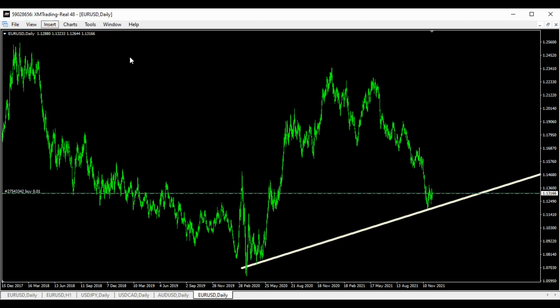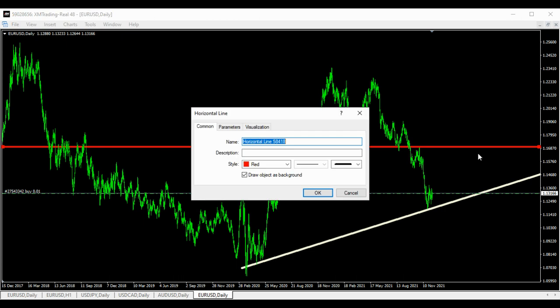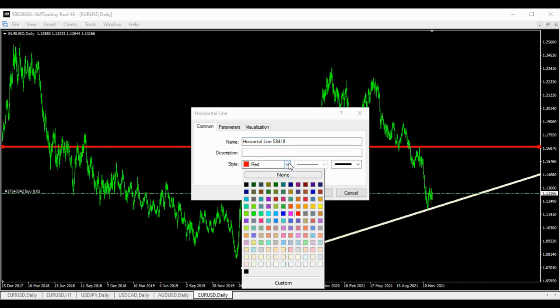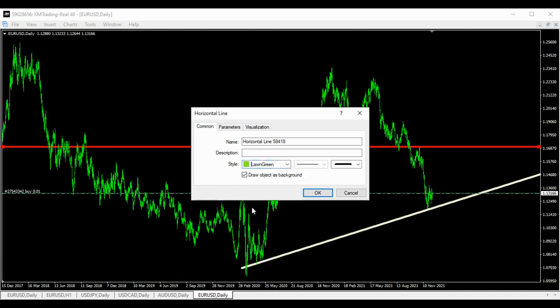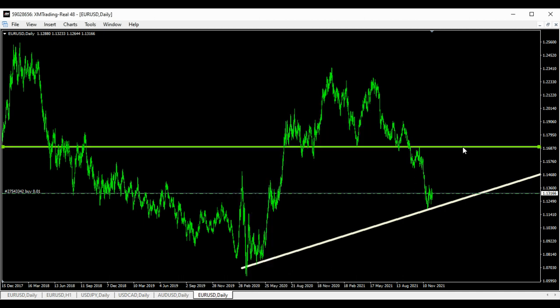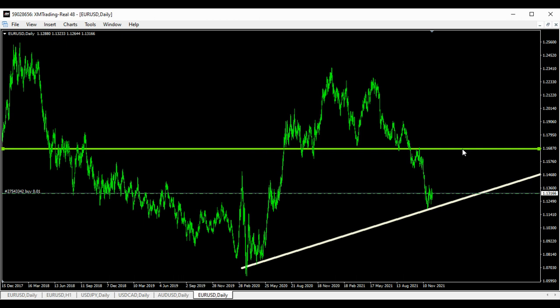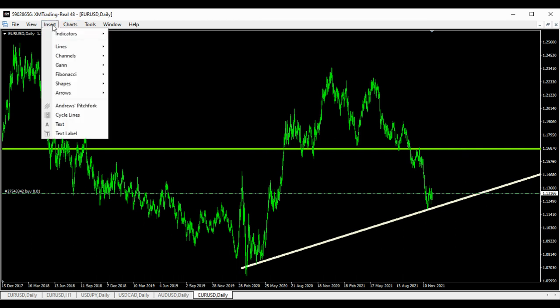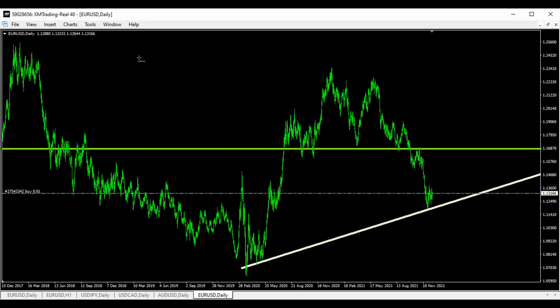Now, if we look at this neckline, we'll put something on this neckline as a final destination, a final TP target. Yes, this neckline is going to be the final take profit target. And then the stop loss is going to be below that trend line.